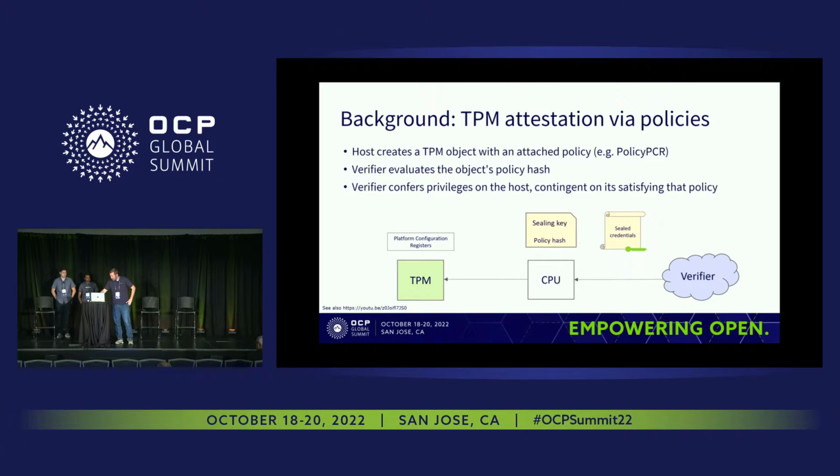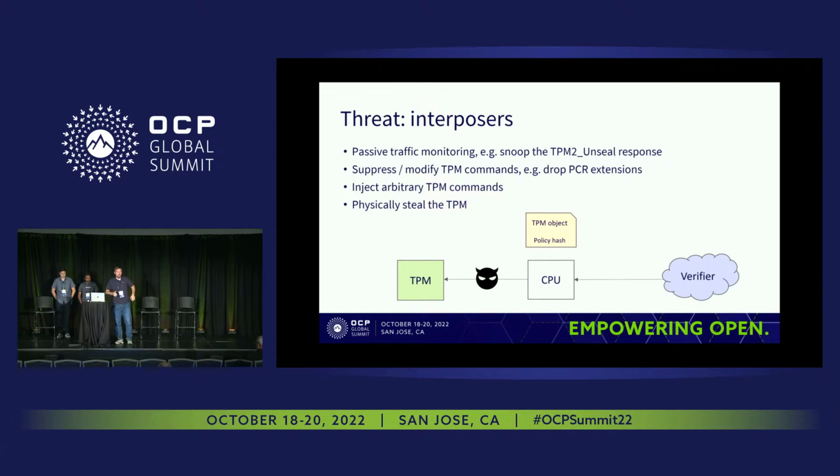Now, how might interposers mess with this flow? So there are a couple of things an interposer could do. They could passively monitor the bus between the CPU and the TPM. Now, if you are unsealing anything important or interesting, that would be evident to the passive interposer. This is mitigatable through things like salted sessions, which TPM does provide.